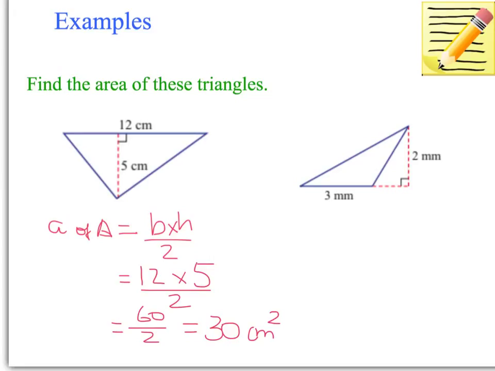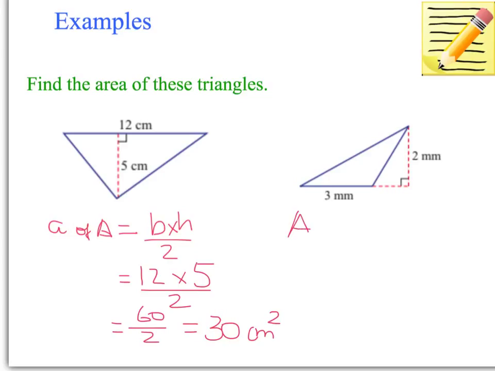Remember we learnt that last time with the area of a rectangle. So make sure when you write the answer, you are writing it in square units. So whether it be centimeters squared, meters squared, kilometers squared, whatever it is. In this next case, it would be millimeters squared. So you need to make sure that you write that as the answer.